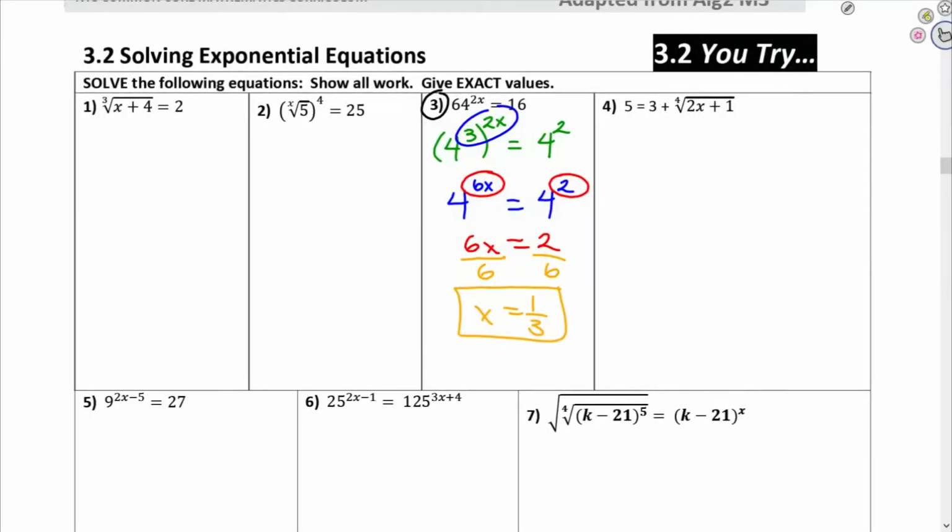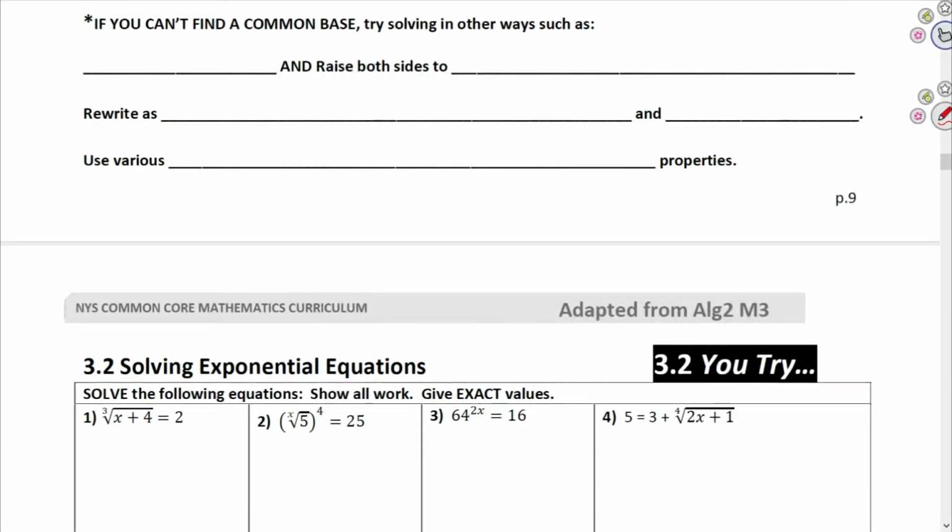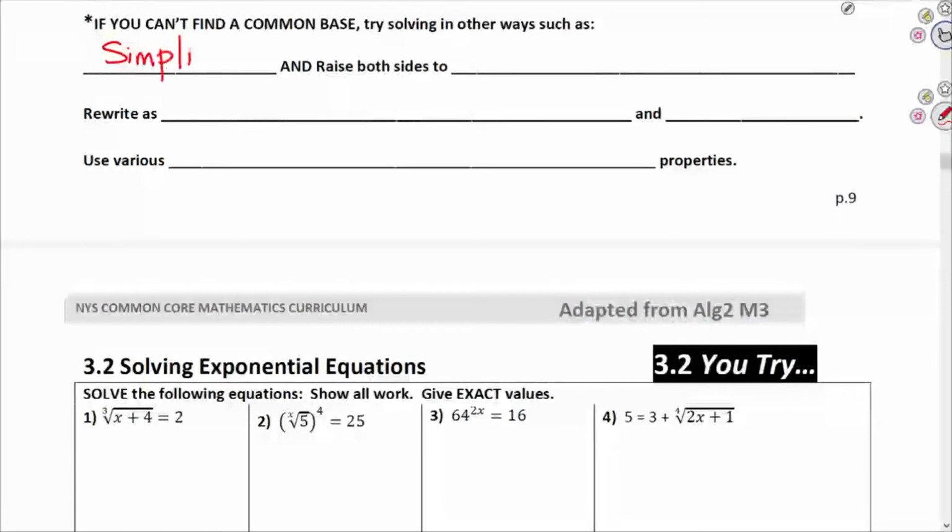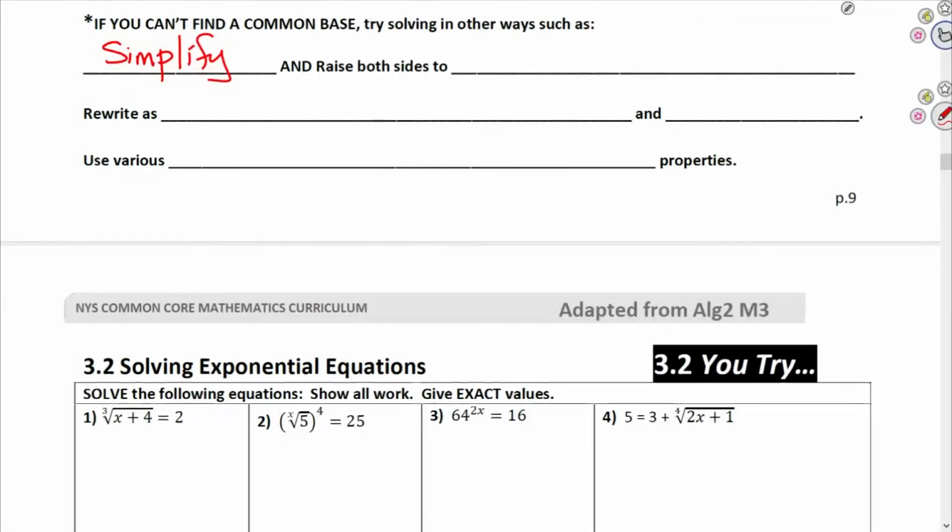Okay, that's solving exponential equations using like bases. Now for some of those other equations. If you can't find a common base, try solving in other ways, such as simplify and raise both sides to the reciprocal power. All right, so if you have an equation where your variable is raised to some fractional power, then the reciprocal of that power is a really nice strategy. Okay, let's actually see one like that before I finish this sentence.